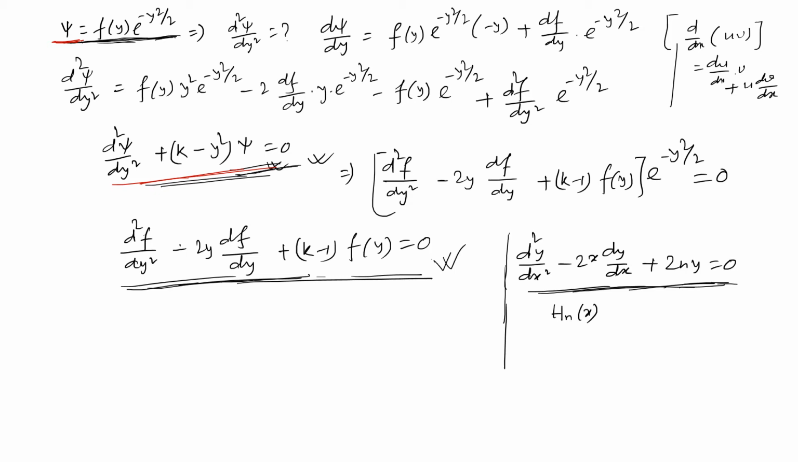The Hermite polynomial is written as (-1)^n e^(x²) dⁿ/dxⁿ e^(-x²). This is the Hermite polynomial, and the solution of this differential equation is y equals some constant times the Hermite polynomial.